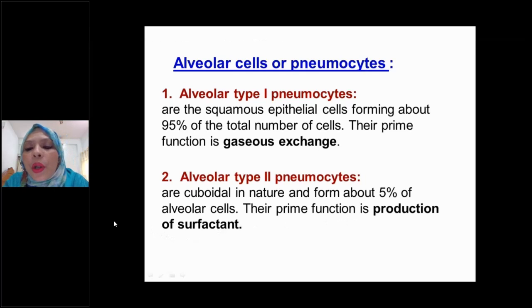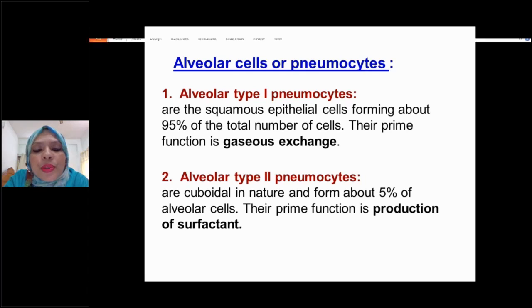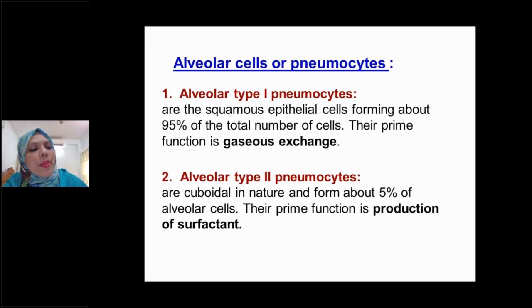This is a very, very important viva question, and for the MCQ exam this is equally important. There are mainly two types of cells present in the alveoli, that is alveolar type 1 pneumocytes and alveolar type 2 pneumocytes. Type 1 constitutes 95% and type 2 only 5%. The prime function of type 1 is gaseous exchange, and the prime function of type 2 is production of surfactant. But besides that, you have to remember one thing here.